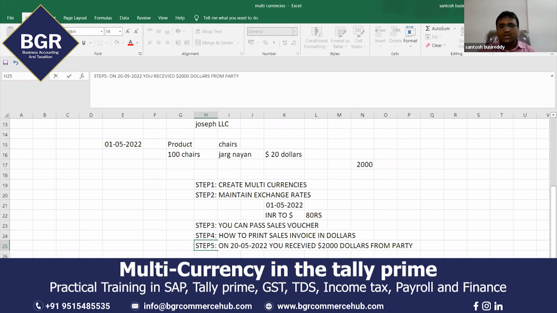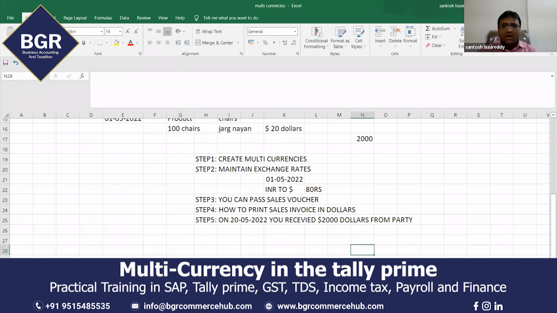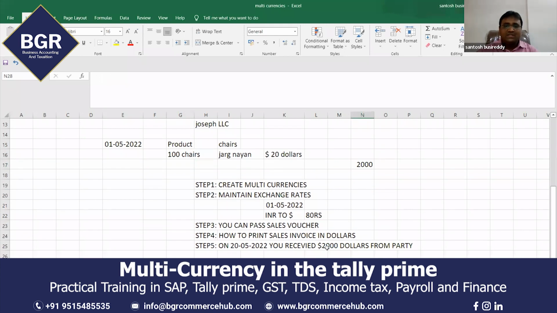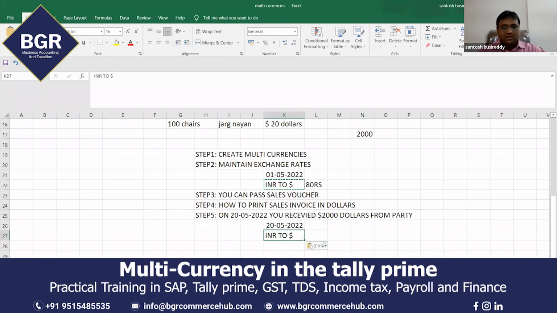Now the problem is, on this date, what is the dollar rate? This dollar will be automatically converted into Indian rupees and deposited into your bank account, correct or not? So what is the dollar rate? On which date do you have to see the dollar rate? On 25/2022, INR to dollar is 80.